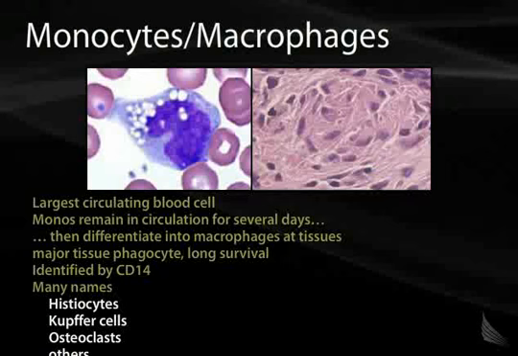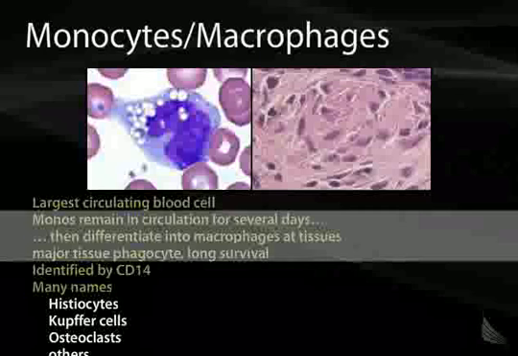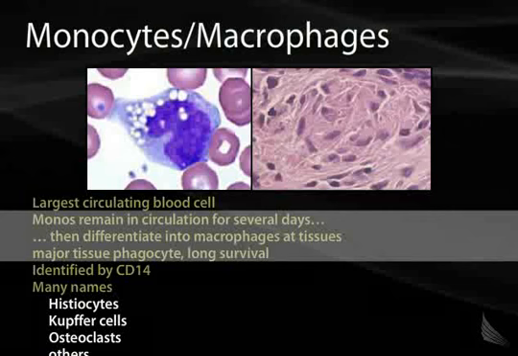The next cell that we'll discuss is the monocyte and the macrophage. These are from the same lineage, and they're actually the exact same cell. The difference in name comes from where they're located. It's the largest circulating blood cell, and when it leaves the bone marrow, it's known as a monocyte. So it leaves the bone marrow as a monocyte, circulates through the blood for several days, passes into lymph nodes, and surveys for different pathogens or different other danger signals that it might be looking for.